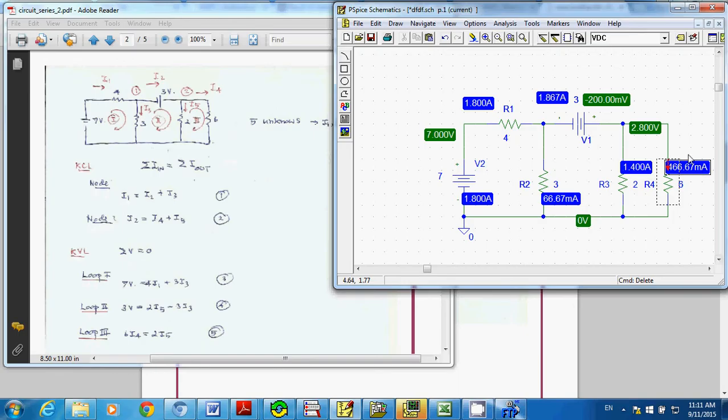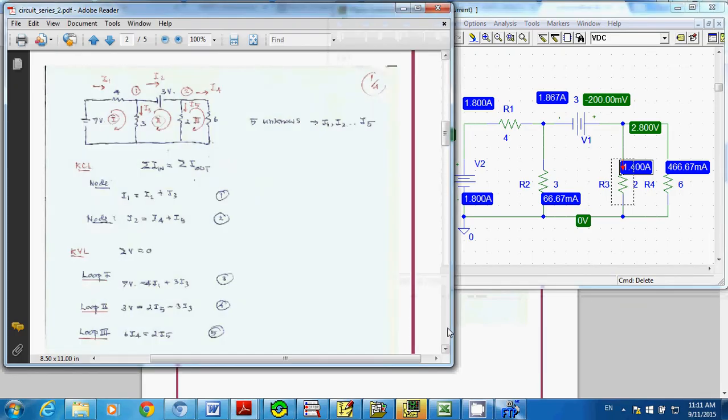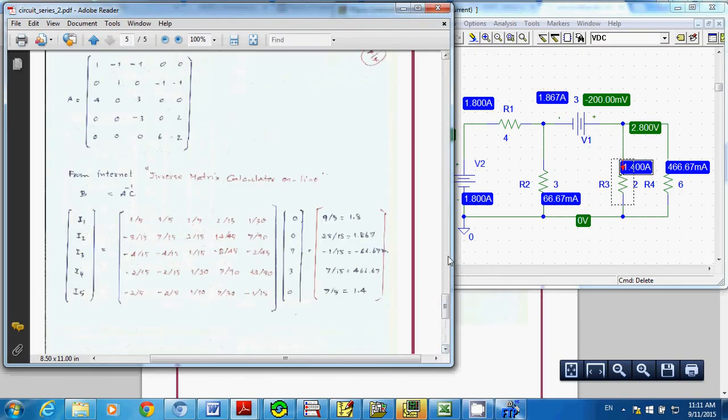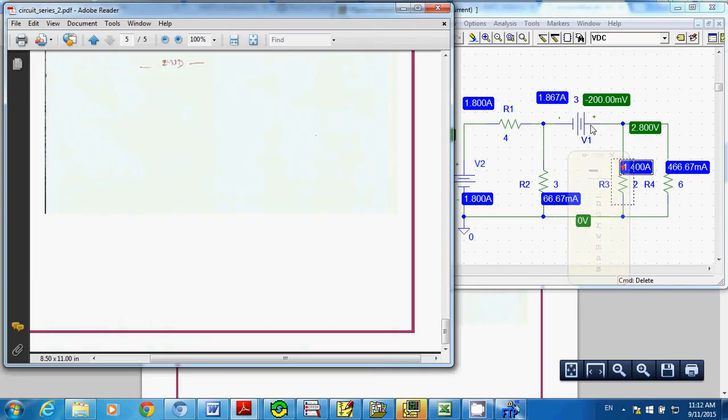For I4, you click on it and get 466.67 milliamps, so you get the right direction and you don't have to reverse the direction of your current. And I5 is the same thing. So only I3, when you solve, is going to give you a negative number. From the last one here, you can see I have only I3 with a negative sign, so it agrees with whatever you have in PSpice.